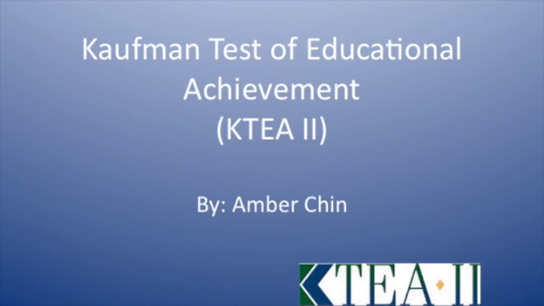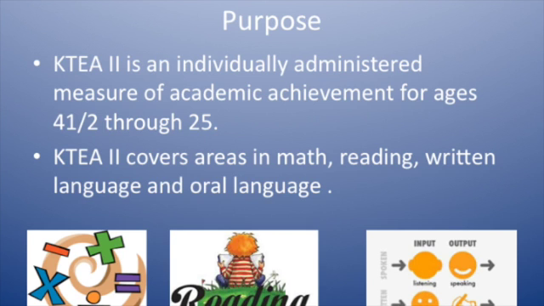My name's Amber Chin, and today we're going to be talking about the Kaufman Test of Educational Achievement, also known as the KTEA 2. The purpose of the KTEA is an individually administered measure of academic achievement for ages 4.5 through 25. KTEA 2 covers areas in math, reading, written language, and oral language.